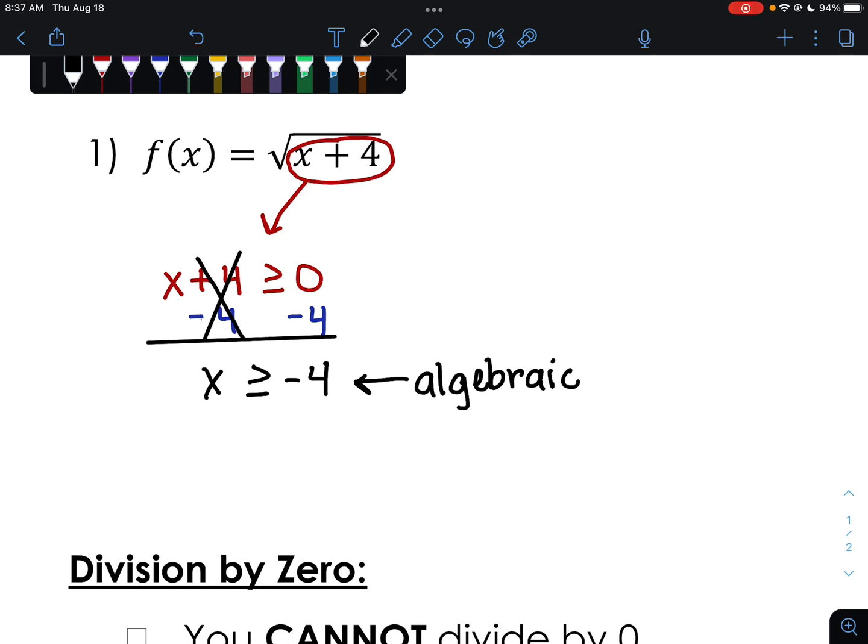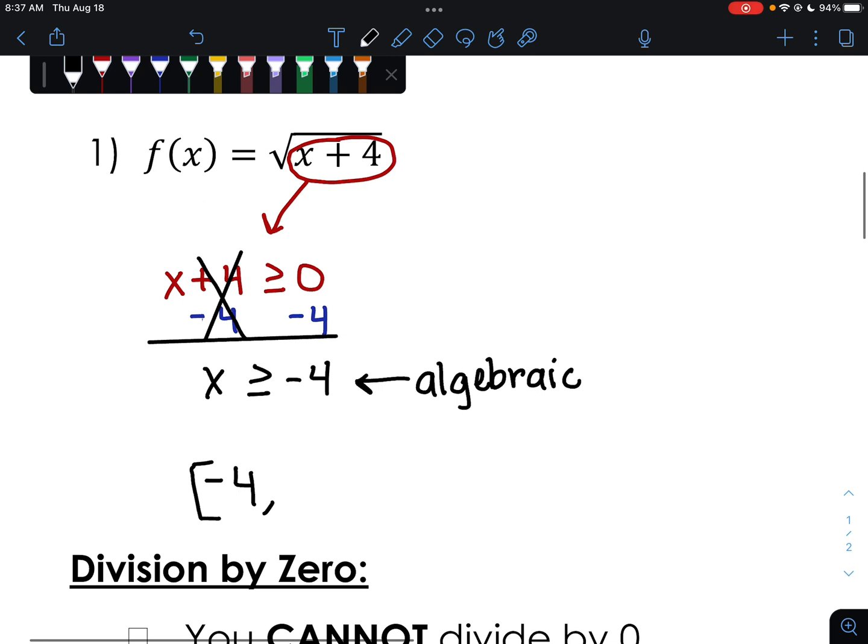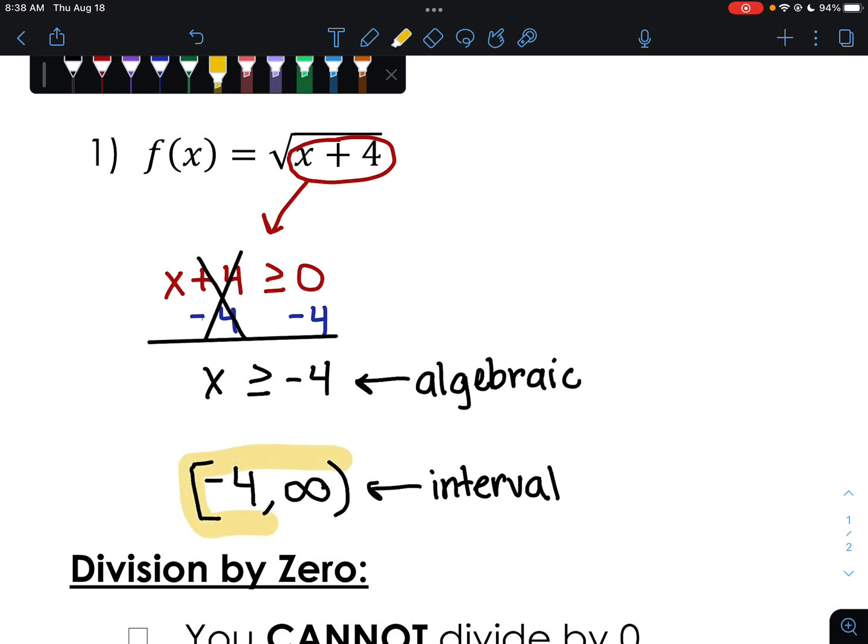We also need to understand the interval notation. What this is telling us is that all of our x values are greater than or equal to negative 4, which means if we start at negative 4, it's going to be included, so we use a bracket, and they're always getting bigger than negative 4, so it's going to go into infinity, and that right there would be our interval notation. Either one of these is acceptable, but you will most likely see this interval notation right here.